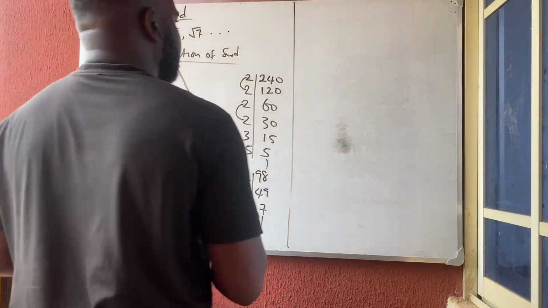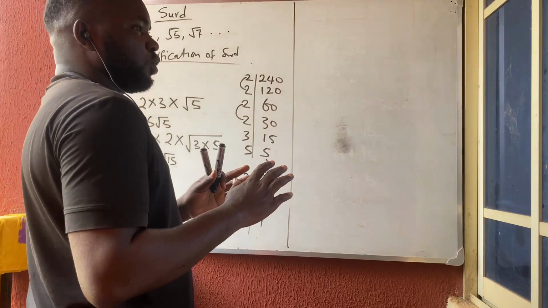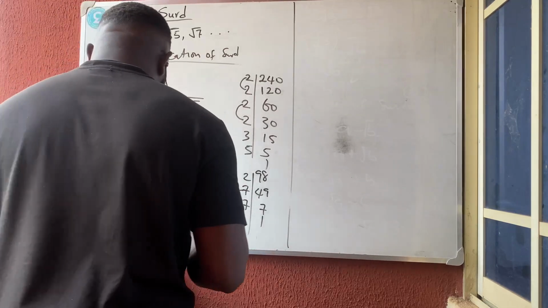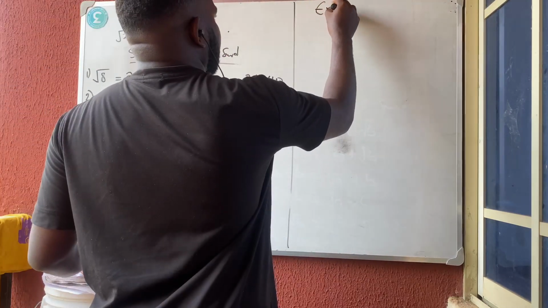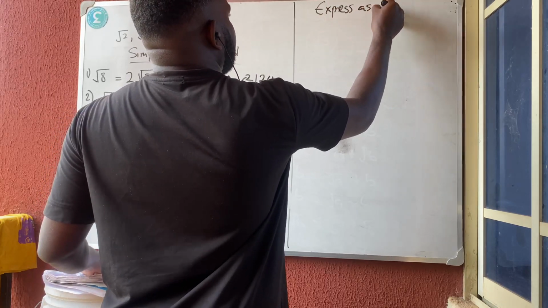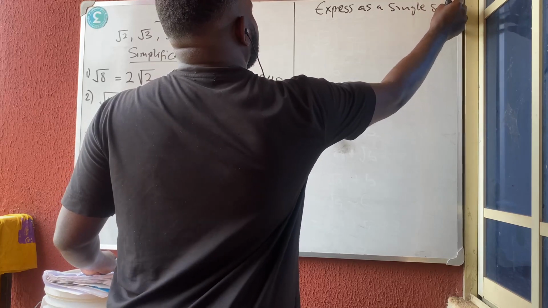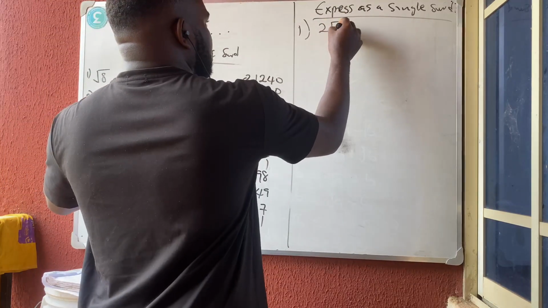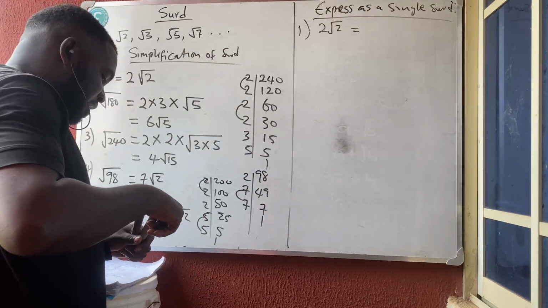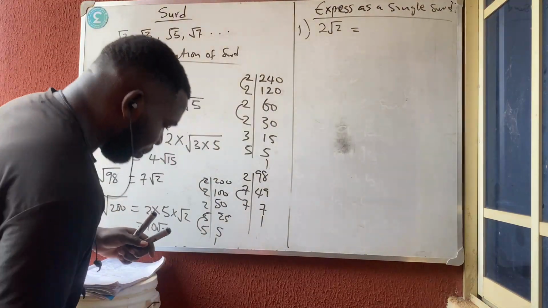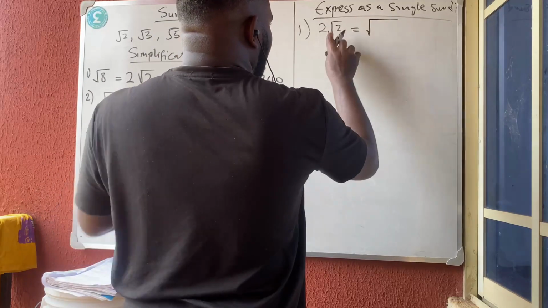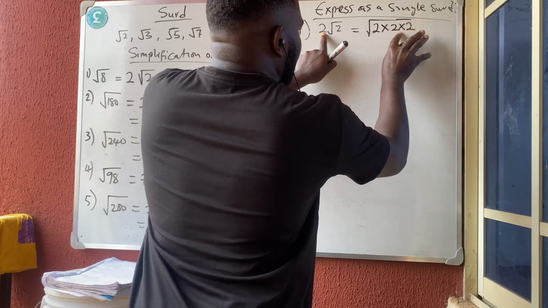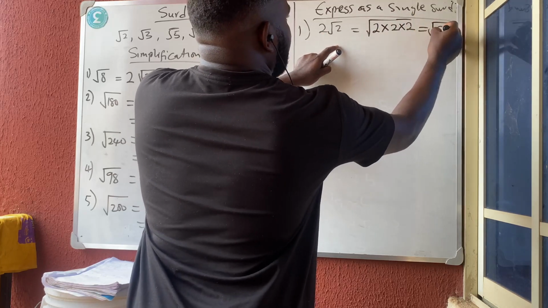And the next thing we are going to do is reducing a surd into a single surd, like taking this answer back to this. So a question now says, express as a single surd. So let's solve all these questions we've got. So this one is 2 root 2. Anybody that is outside, what made the person remain outside was because the person is double. So if you are going inside, you will show that you're double. So I have already 2 here times 2 times another 2. Why is it double? Because it was outside. So my answer becomes root 8.